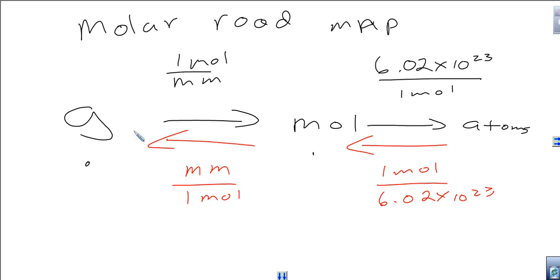All right, so the way this goes, depending on where you want to start from, if you want to start from grams, moles, atoms, you're going to use a certain conversion. If you start off in grams, you go to moles, you're going to do 1 mole over the molar mass. And then from moles to atoms, you can do 6.02 times 10 to the 23rd over 1 mole. If you start off in atoms, we're doing 1 mole over 6.02 times 10 to the 23rd. And if you go from moles to grams, that's molar mass over 1 mole.